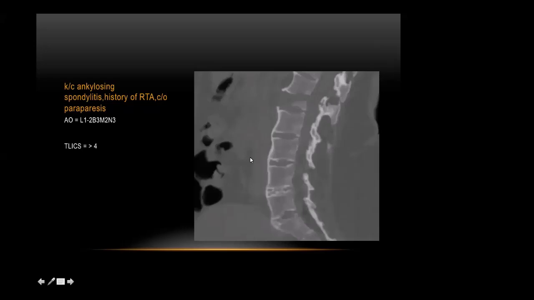Okay, what is happening in this one? It's a patient with a history of ankylosing spondylitis who has trauma and is paraplegic. This is what is happening here. Who will describe this? Sir, at the level of L1 L2 there is a hyperextension injury, that is B3, right?